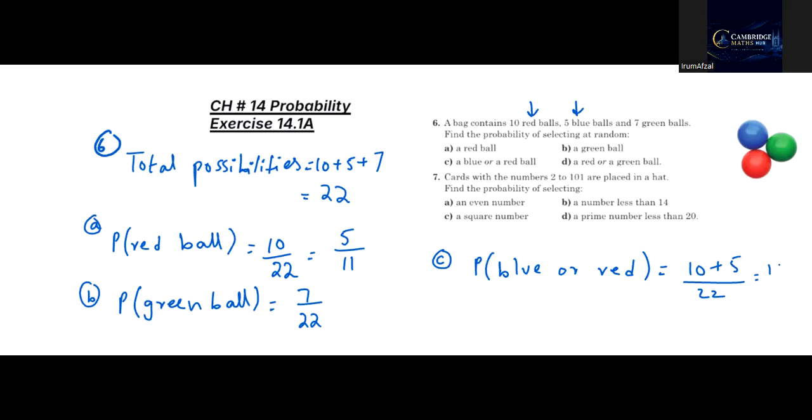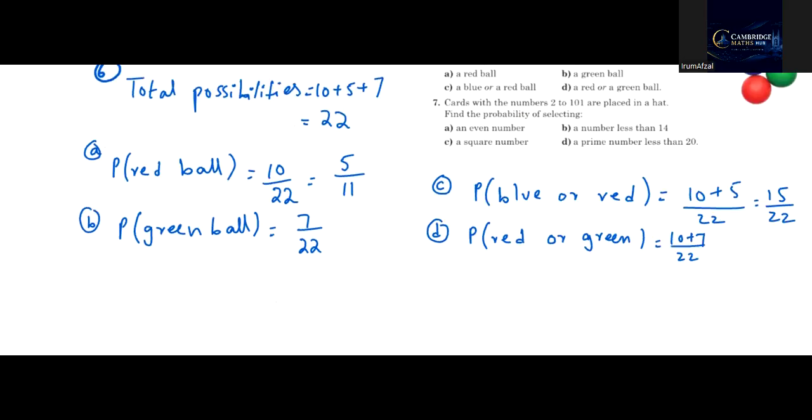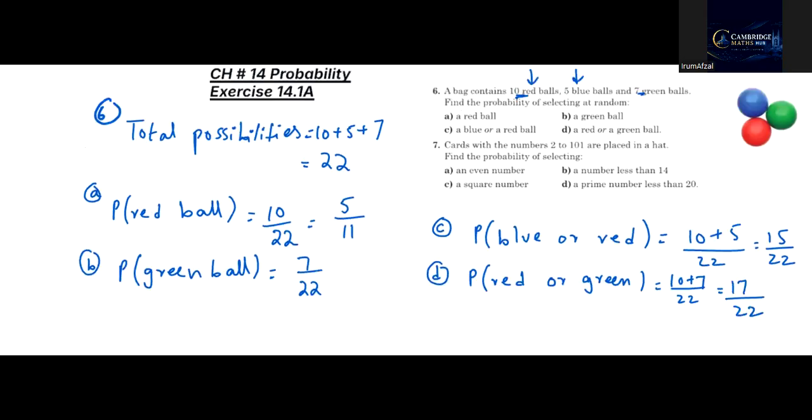This can't be simplified further, so you can leave it as it is. Next is part D: the probability of getting a red or green ball. How many red balls do we have? 10 red balls and 7 green. So 10 plus 7 out of a total of 22, which is 17 out of 22. So that completes part number 6.